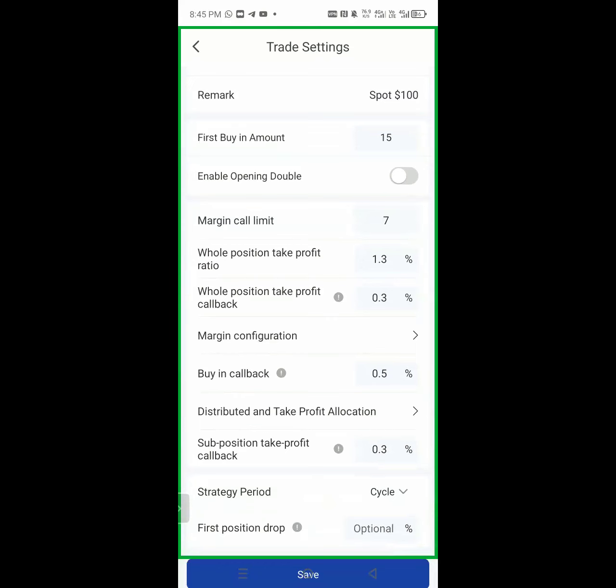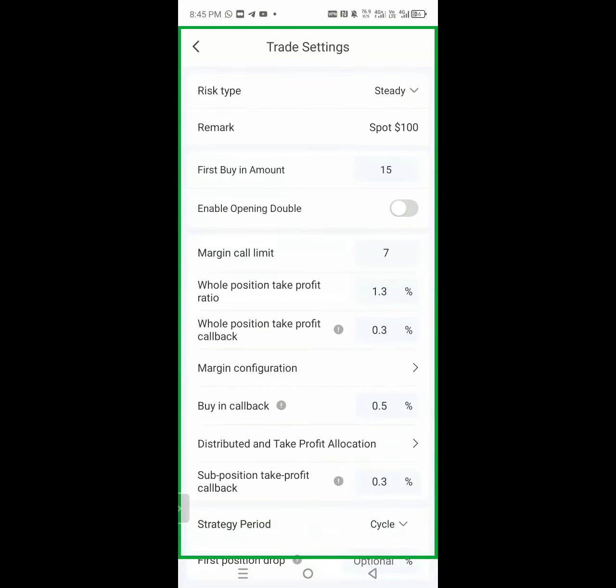Okay? So the next thing you will see there is the remarks, which is what we put. The risk type, you can just leave it steady. Remarks, you put the title. So spot $100 is a spot signal. You want to set up this trade settings for a spot signal, and your capital is $100 you want to use to trade each of the signal.